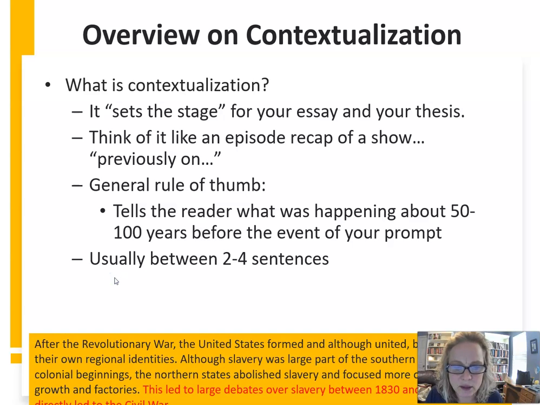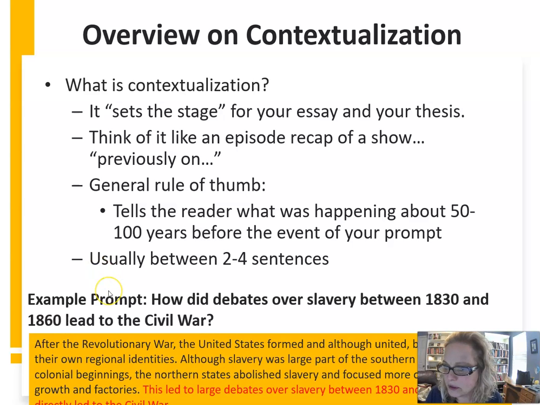Here's an example prompt. I'm sorry, I put that before the prompt. How did debates over slavery between 1830 and 1860 lead to the Civil War? So this is an example of how we would open it. It's not the thesis, it's the opening to it, the context.